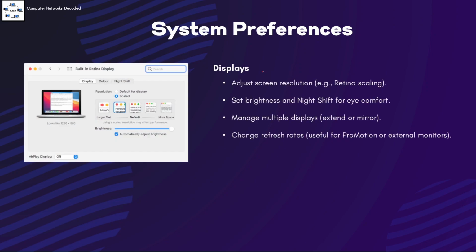Some system preferences. Displays. Displays can be used to adjust screen resolution, for example Retina scaling. It can be used to set brightness and Night Shift for eye comfort. Manage multiple displays through extend or mirror, and change refresh rate, which is useful for ProMotion or external monitors.